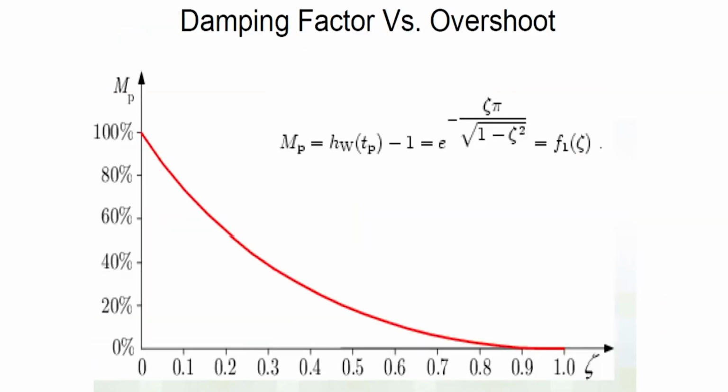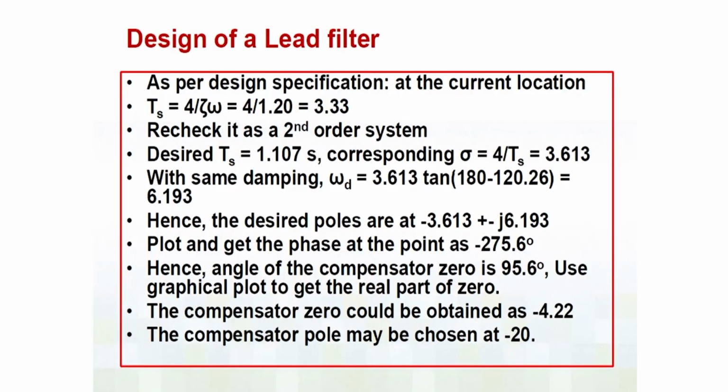This is the chart from which you can either use this formulation or use a chart in order to figure out the typical value corresponding to 16% overshoot. For us, we have figured out this particular value already. Now, let us look into the step by step process. As per the design specification, at the current location where you have 16% overshoot, you have a settling time value Ts of 3.33 seconds.